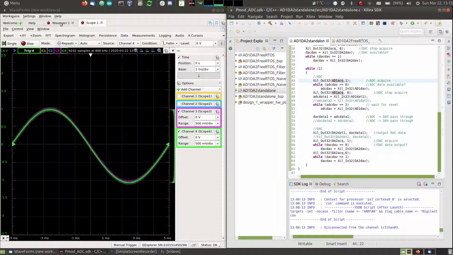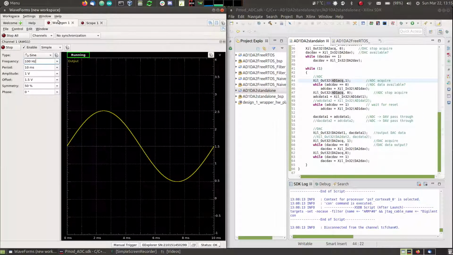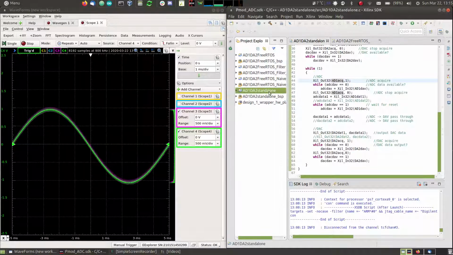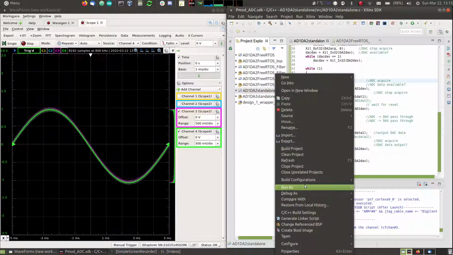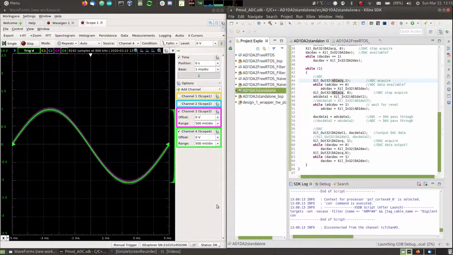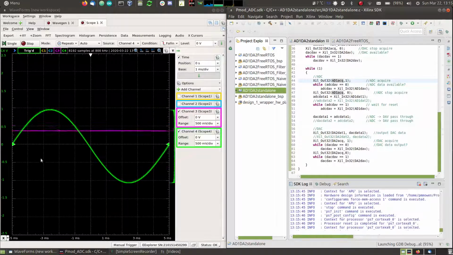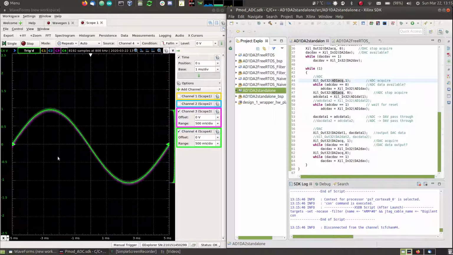So over here, we've got waveforms running again, generating a 100 Hertz tone offset by 1.5 volts. I will just show that we are indeed running the standalone software. Run as launch on hardware. It'll take a minute to show that it's loading. And there we see our code was loaded to the Zybo, and channel 3 is what's being read in by the Zybo, and channel 4 is the wave that's being generated by our arbitrary waveform generator.